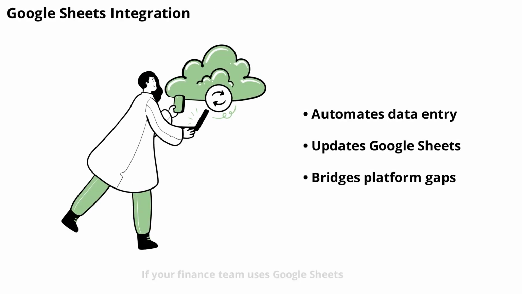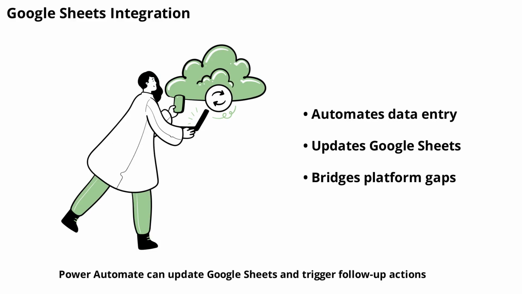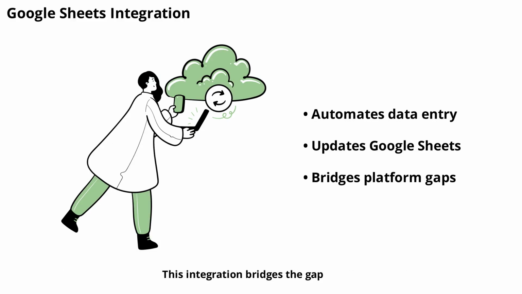If your finance team uses Google Sheets, Power Automate can connect to automate data entry, updates, and reporting. For example, when a new transaction is recorded, Power Automate can update Google Sheets and trigger follow-up actions. This integration bridges the gap between Microsoft and Google platforms, offering flexibility for diverse teams.